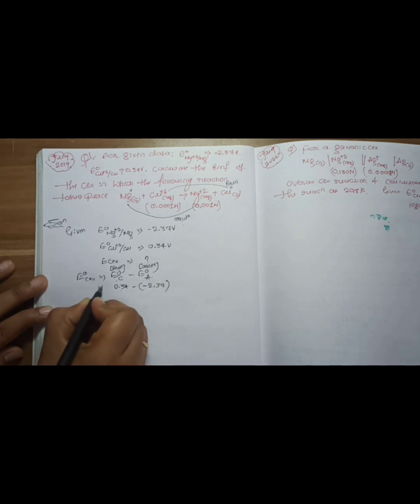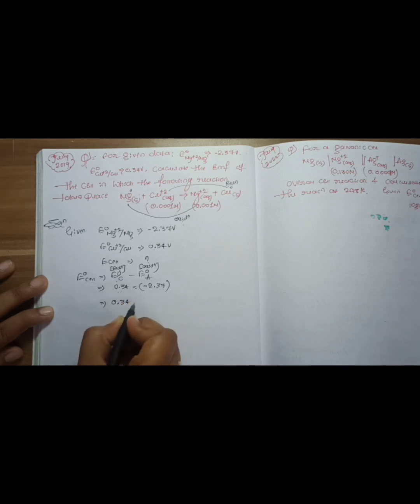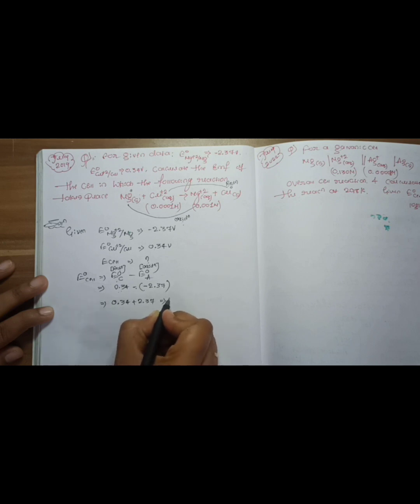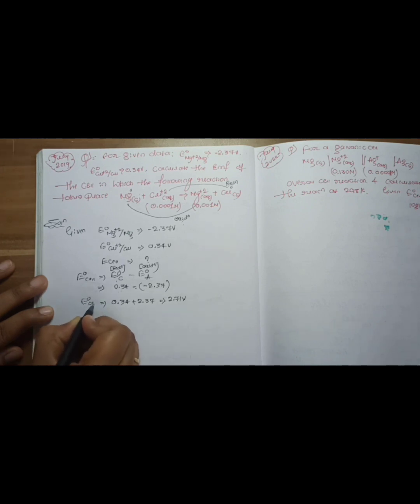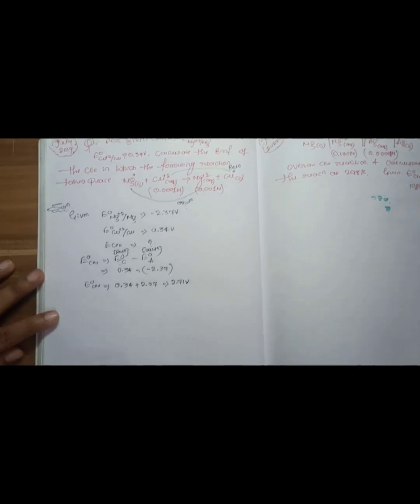Now next, 0.34 minus of minus 2.37, that is 0.34 plus 2.37, and overall we get 2.71 volt. That is the E naught cell value, 2.71 volt.